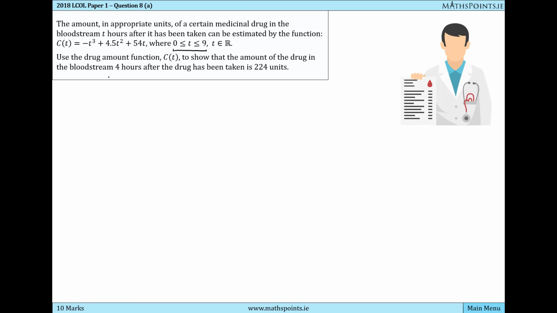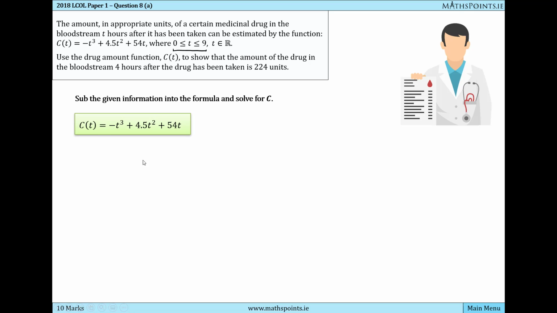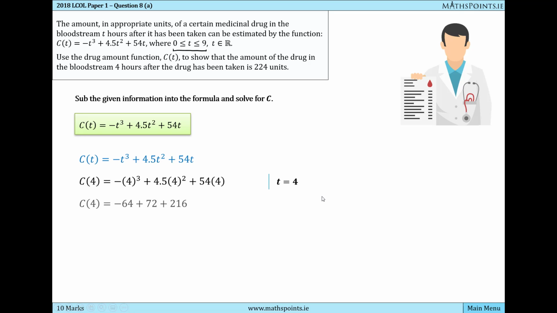The first part of the question asks us to find the amount of the drug that's left in our bloodstream 4 hours after the drug has been taken. So we're going to write down the function. We're going to sub in t is equal to 4. T stands for time. We want to sub in 4 hours. And we tidy it up to give us that the amount of drug in our bloodstream 4 hours after taking the drug is 224 units.